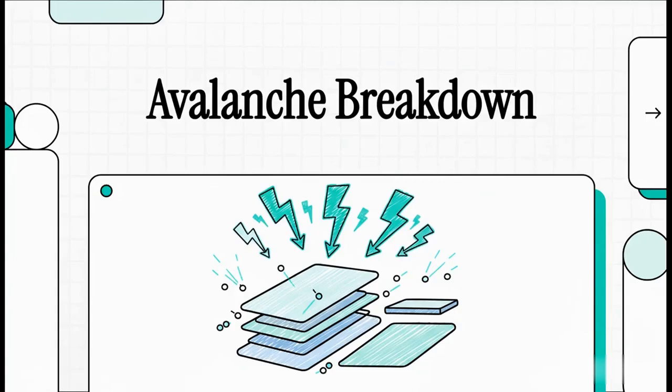Today, we're diving into a really wild process that happens inside semiconductors. It's called Avalanche Breakdown. And honestly, it's like a tiny, microscopic electrical storm. It's a force that can totally destroy a component, or if you know how to tame it, you can use it to build some incredibly powerful electronics. So let's get into how it works.